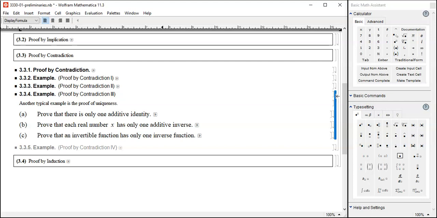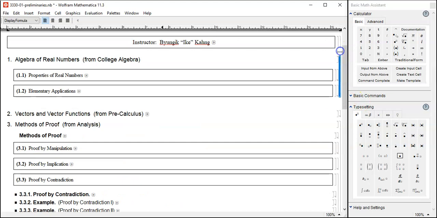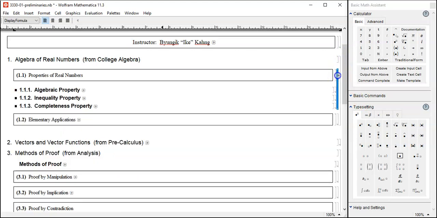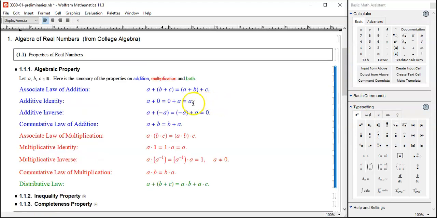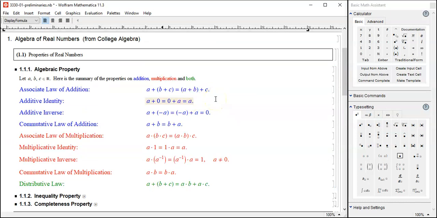Okay, let's do it. Another typical example of proof by contradiction is the proof of uniqueness. One and only one. Prove that there is only one additive identity. Let's go all the way back to the algebraic properties of real numbers. There is an additive identity, yes, but there's one and only one, and that's why we can call it 0. If there were more than one identity, then we could not name it 0.